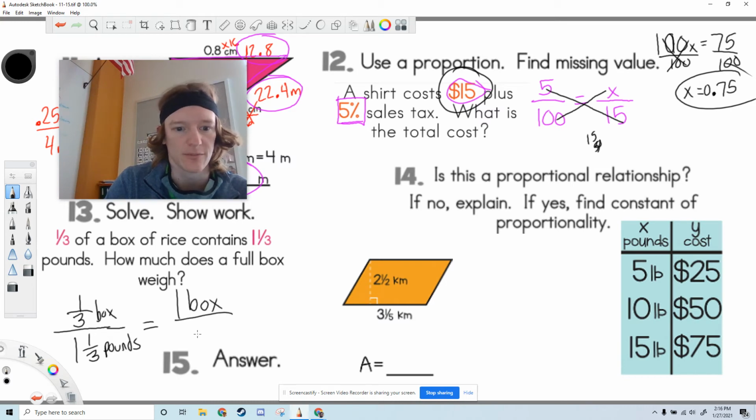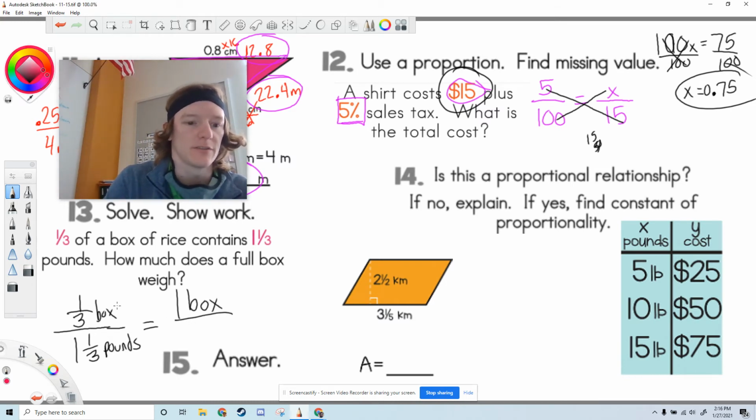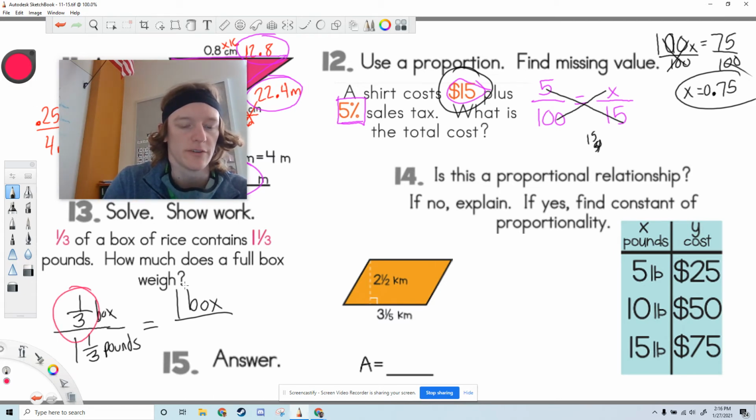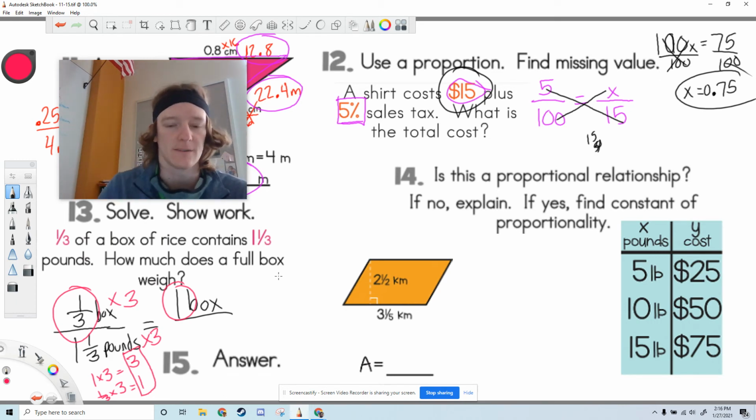So I set up another proportion here. Check this out. What we have to do, how many of these 1/3 fit into 1? How many 1/3 are in 1? Well, that'd be 3 of them. So we need to do 1 1/3 times 3. I would break this apart. I would do 1 times 3, and I would do 1/3 times 3. I know 1 times 3 is 3. 1/3 times 3 is 1. Put those together. That's how many pounds are in 1 box.